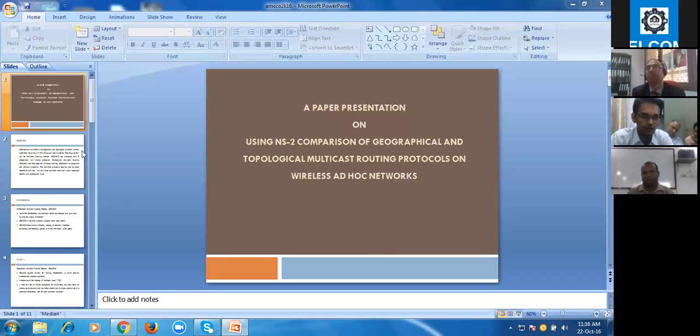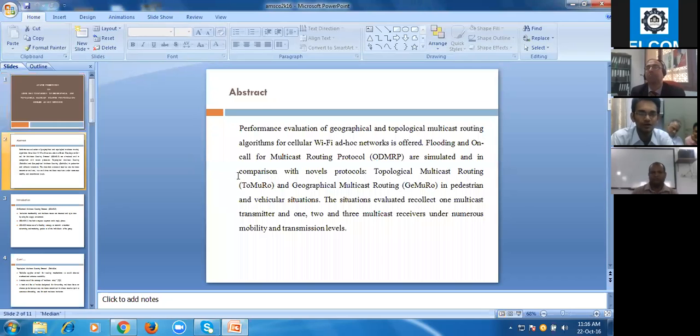So we are focusing on the introduction of my paper, the abstract: the performance evaluation of geographical and topological multicasting routing protocol algorithms for cellular Wi-Fi ad hoc networks. These two protocols are basically a type of on-demand multicast routing protocol. It means these two protocols transfer data only when it is demanded by the sender or user. Meanwhile, the rest stay paused so that the efficiency of the network becomes reliable.